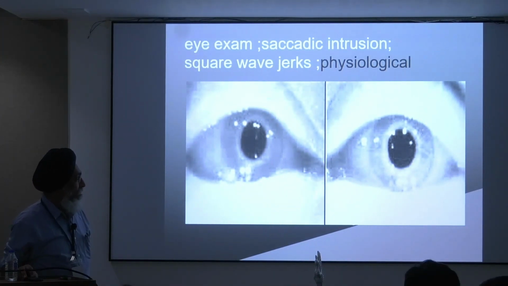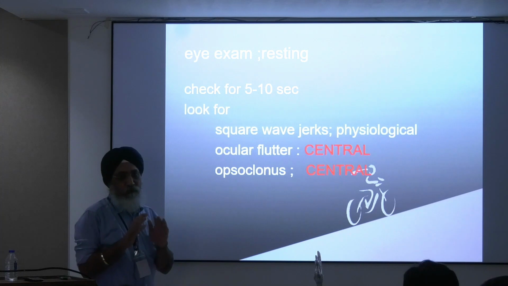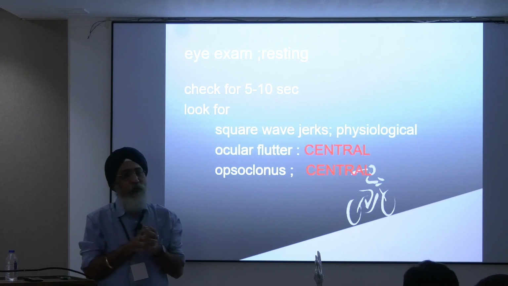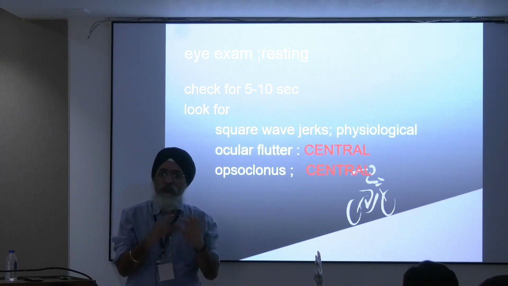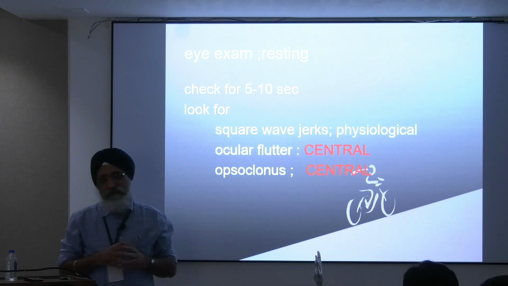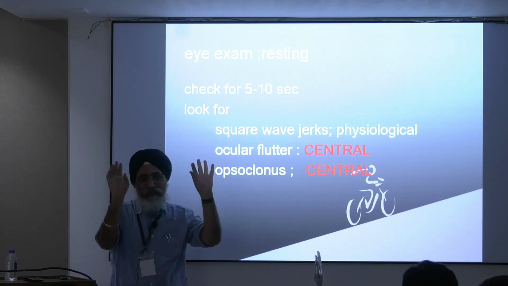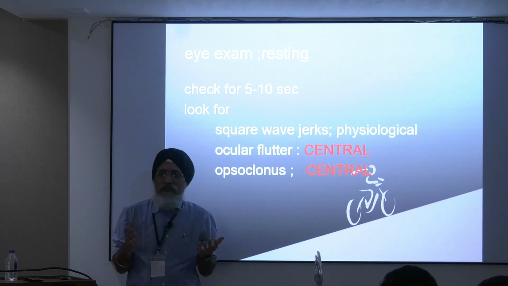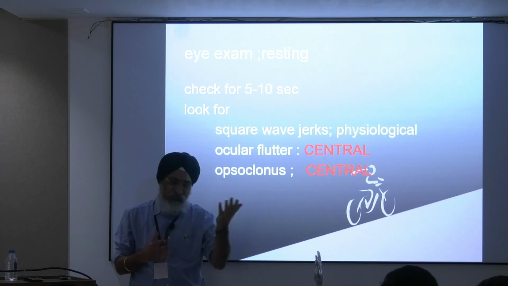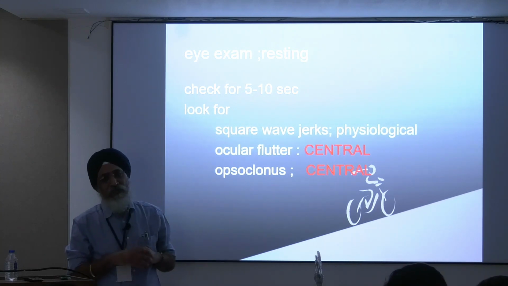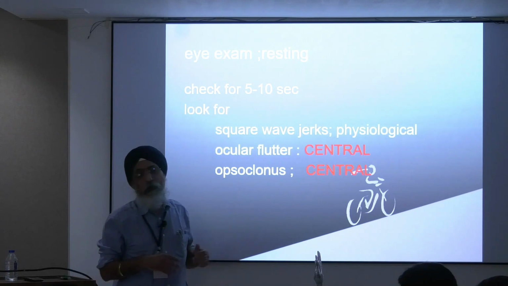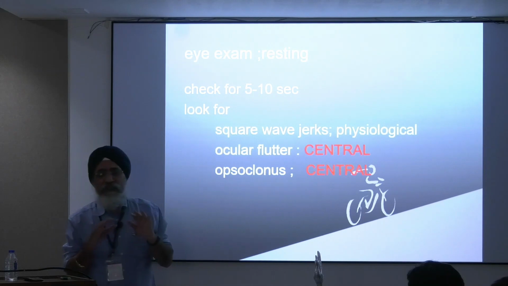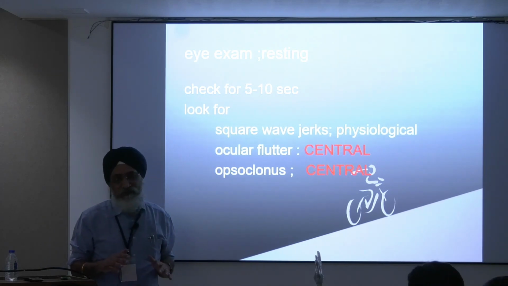So now in the resting eye movements, in the resting position we saw three movements, and they are called saccadic intrusions. The first one was square wave jerks, mild horizontal movements. They are physiological. Any anxious man can have those square wave jerks. With VNG and with the goggles, you would see these kind of movements more and more. The ocular flutter and opsoclonus are suggestive of brainstem disease.